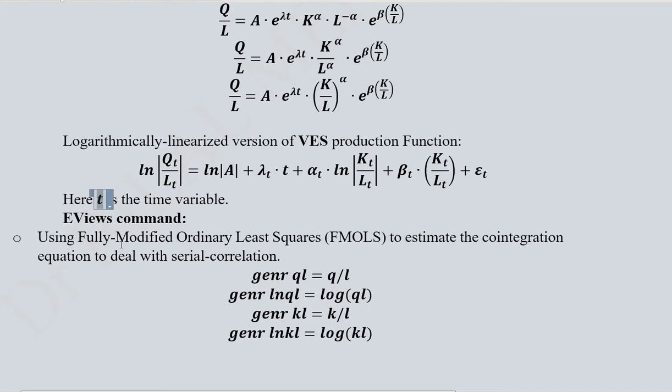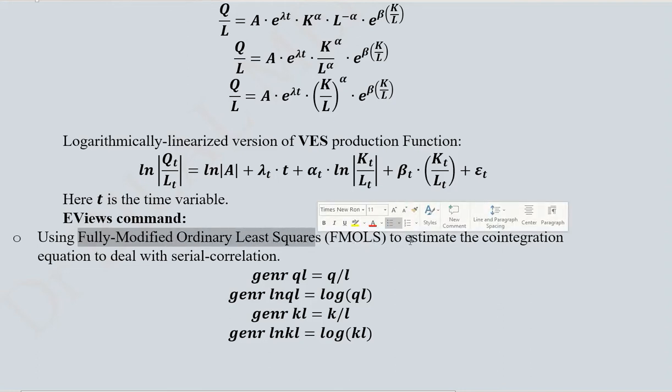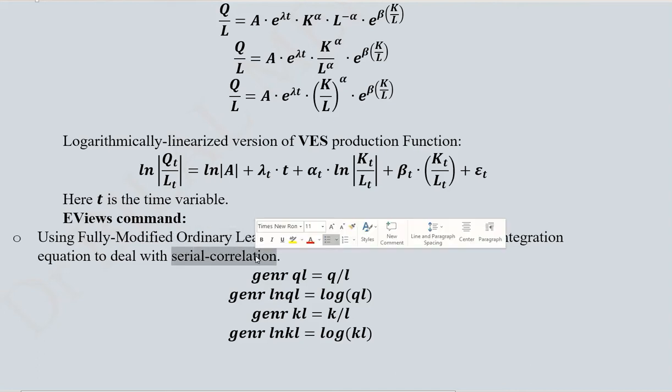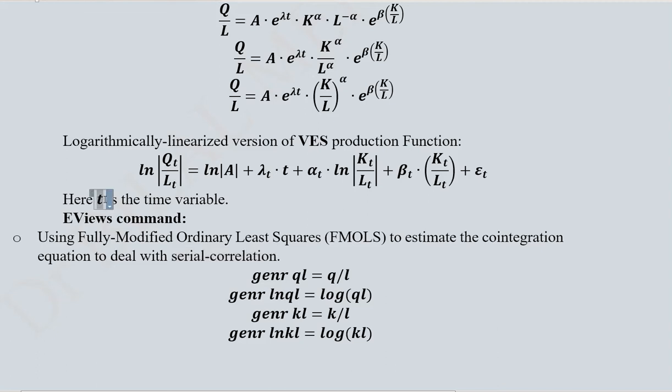Now let's come to the Eviews side of the things. We are going to use fully modified ordinary least squares, that is FMOLS, because it is superior to the simple OLS, and it can help us to mitigate the problem of serial correlation. We have to use this because this is a time series data, and in the time series data, serial correlation is nothing unusual.